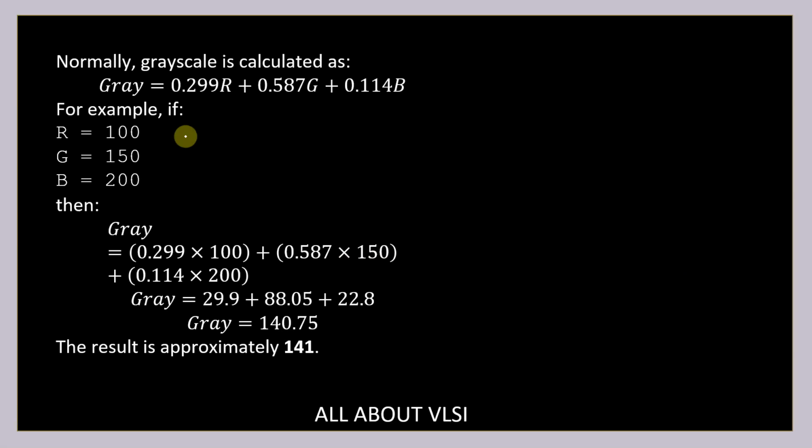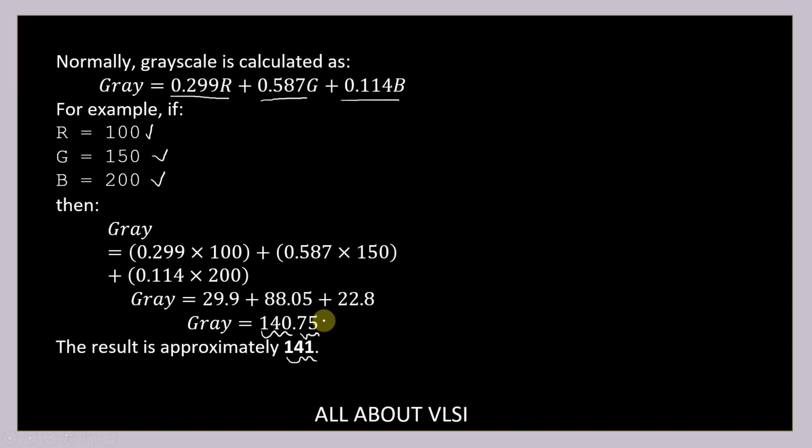Now, if you carefully observe, let's say I'm going to calculate my gray value using 0.299 into R plus 0.587 into G and 0.114 into B. These were the standard weights which we were adding as coefficients, right? For example, if my R value is 100 and G value is 150 and blue value is 200, then my gray value is 140.75, which is approximately 141.